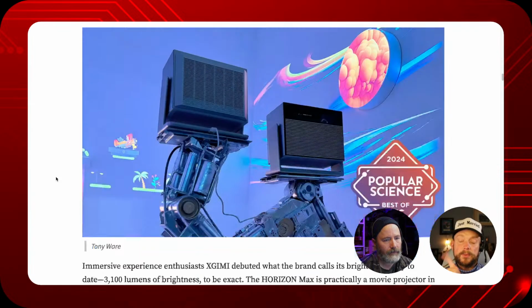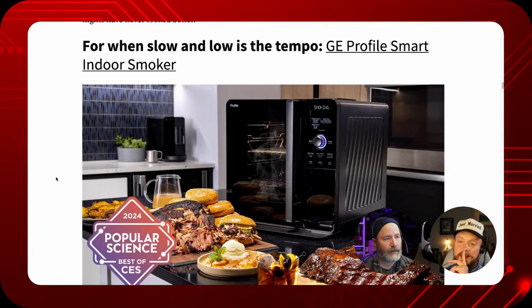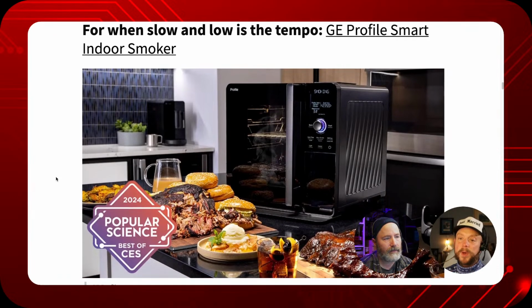So we'll go to the next one, which does intrigue me. And this headline again, here's their cleverness: for when slow and low is the tempo, the GE Profile Smart Indoor Smoker. Okay. Well, before we talk more about this smoker, because I know that PDX Fast Foodie could talk all day about it, producer Todd has joined us, and it says it's Kylie Minogue.